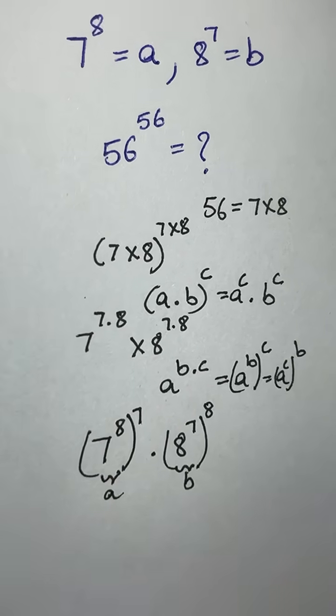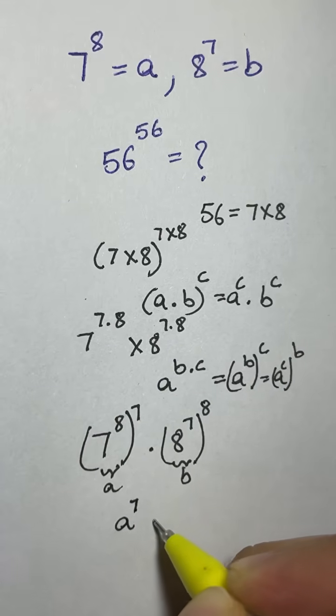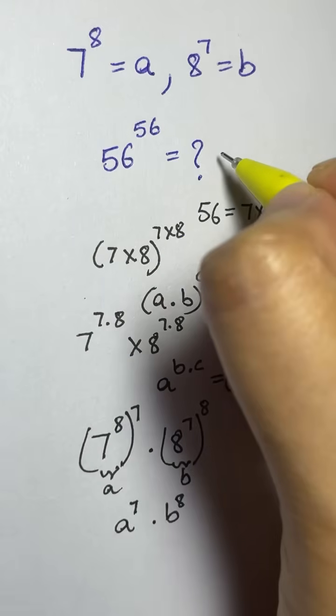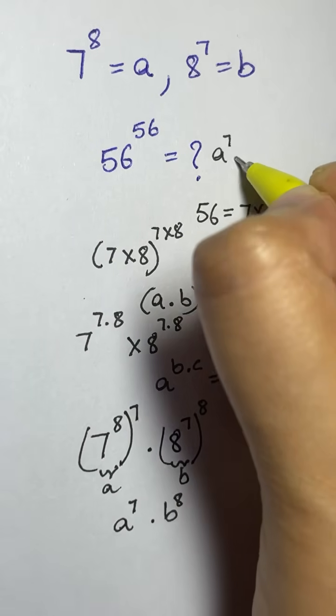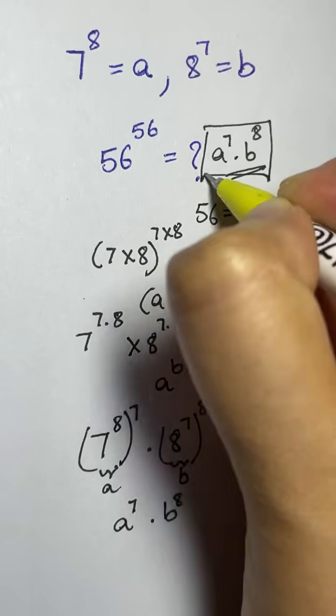Okay, so I hope you have understood how we solved this. This is A to the power of 7 times B to the power of 8. So 56 to the power of 56 is just A to the power of 7 times B to the power of 8. That's it. That's your answer.